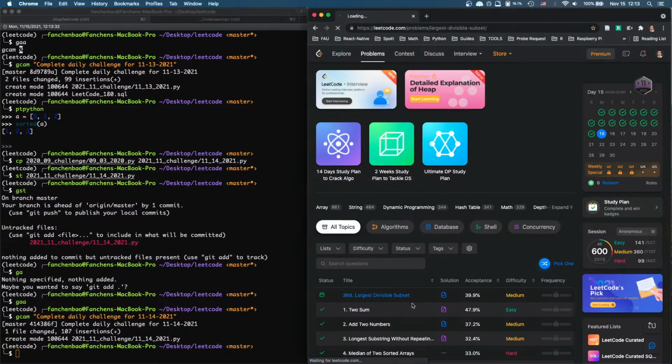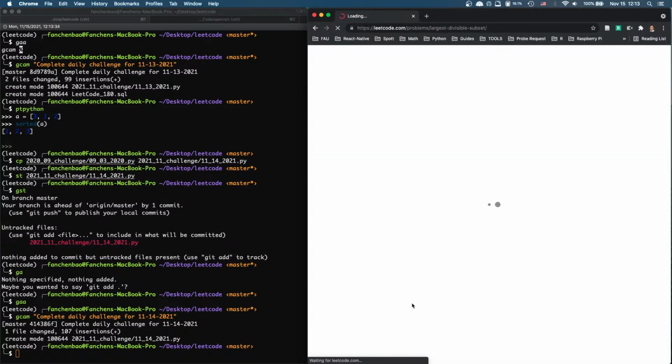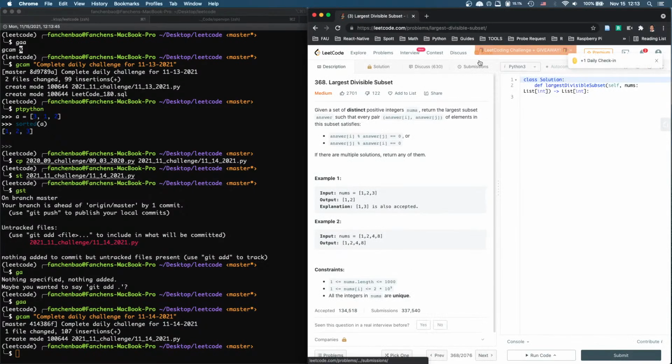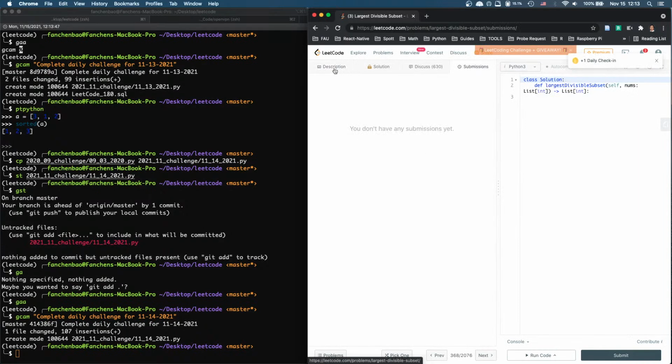Largest divisible subset. What does that mean? A subset is divisible. Numbers? Integers? Oh, that's a new question. Okay.